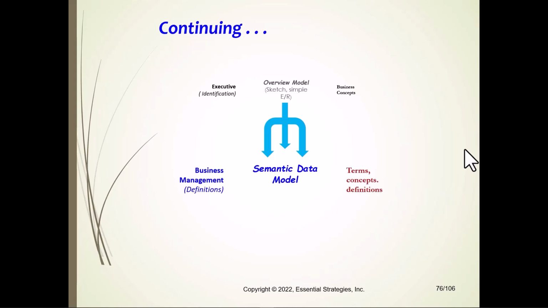Okay, continuing. We start with the overview model, a single model of the entire organization made up of multiple semantic data models. This is from the business management point of view, and it's all about definitions, specifically terms, concepts, and definitions. And the vehicle is either entity relationship diagram, object role model, SVBR, or the semantic web in its various flavors.